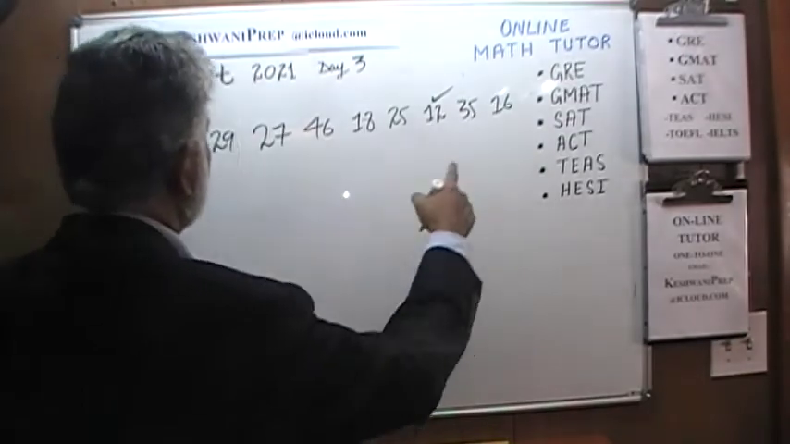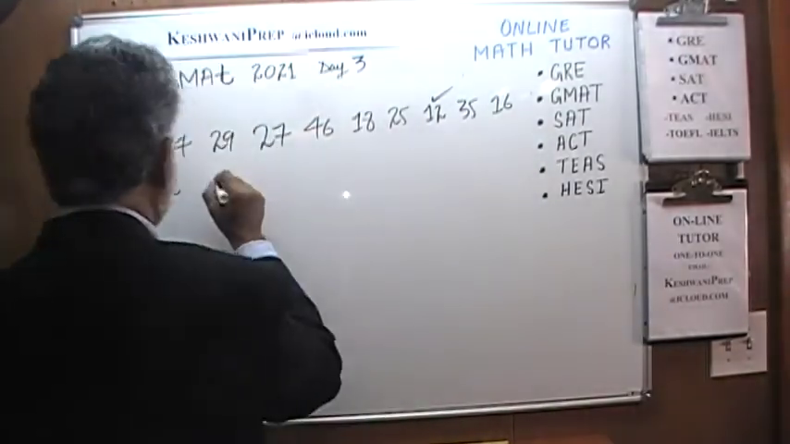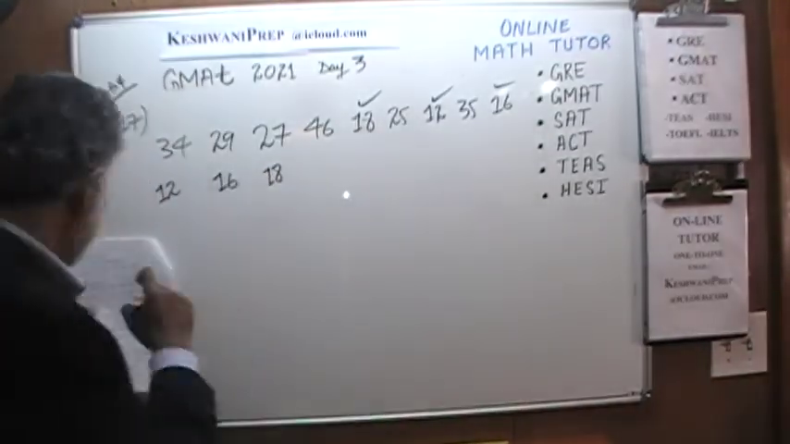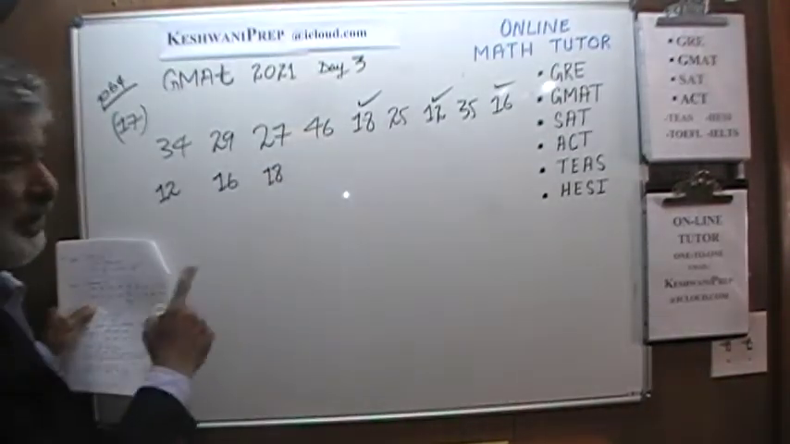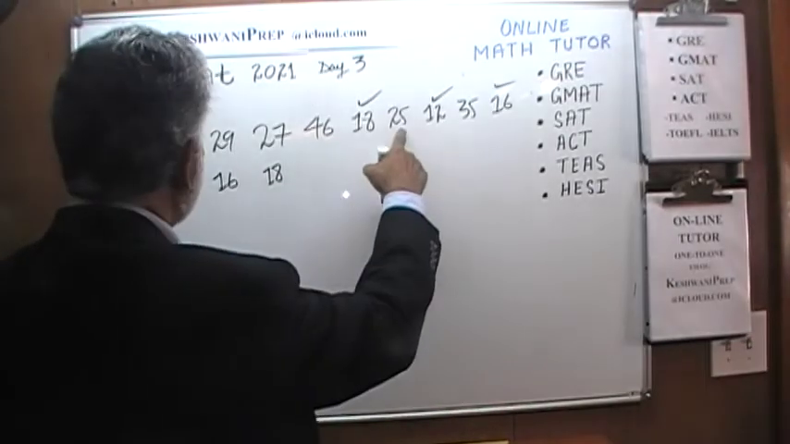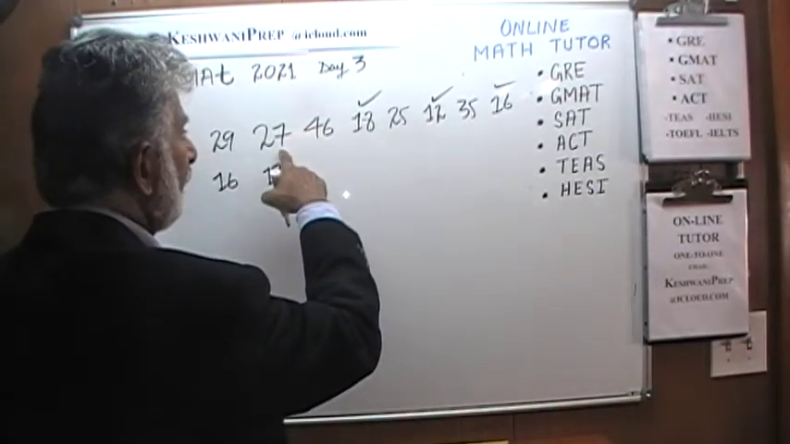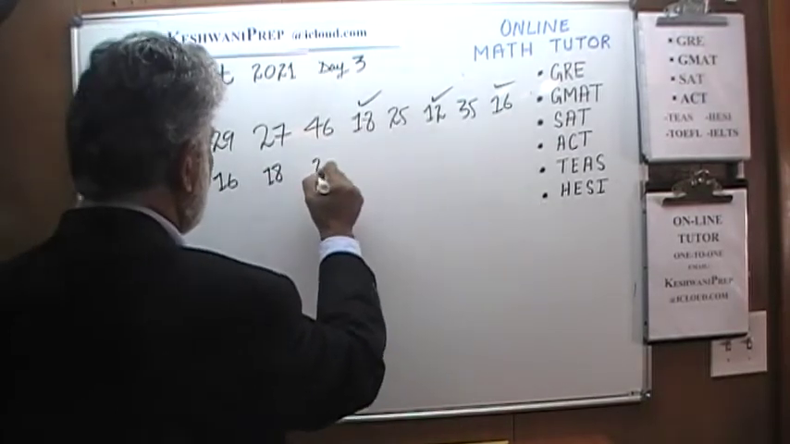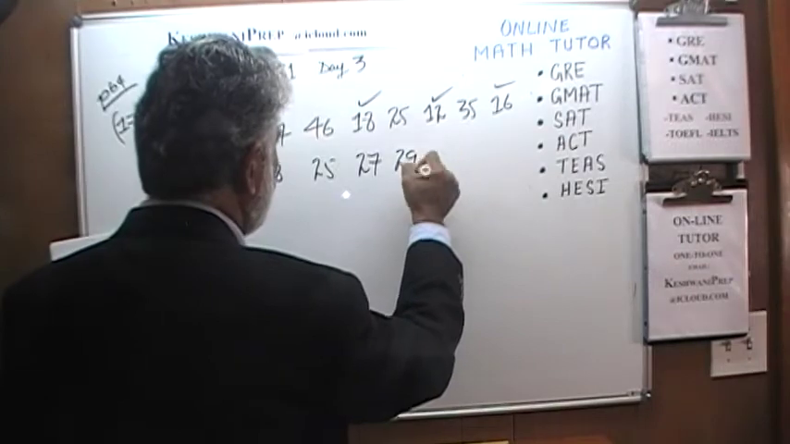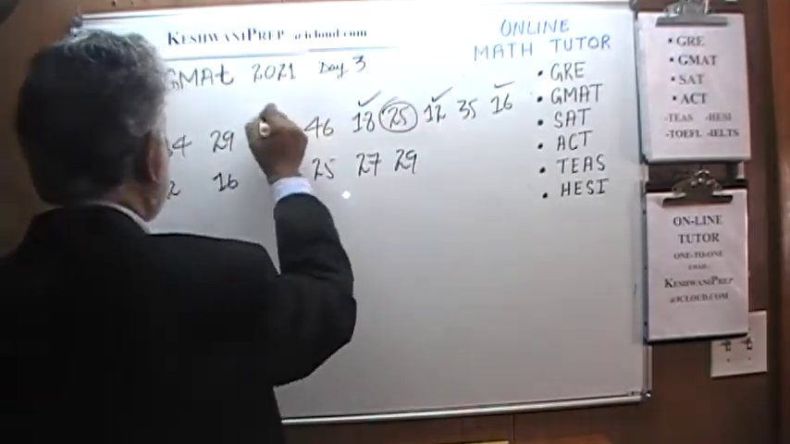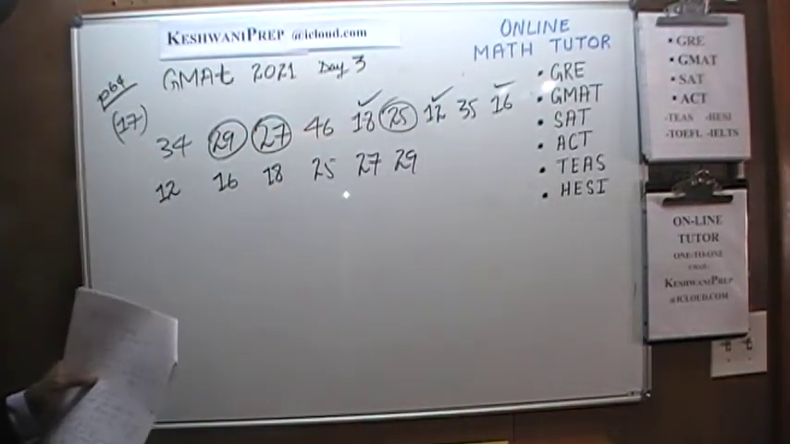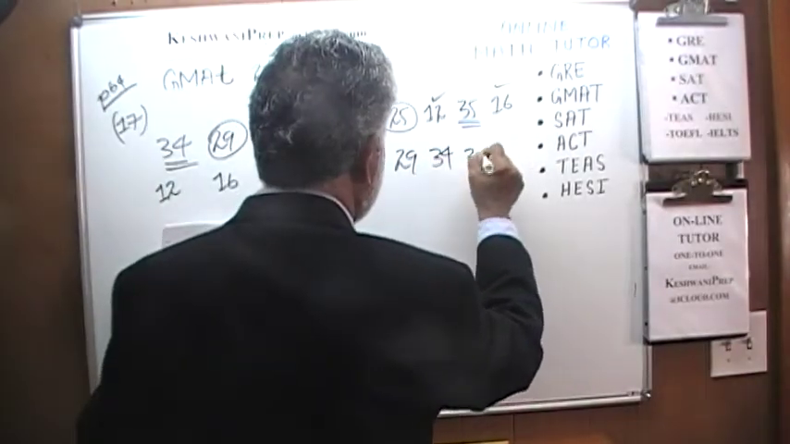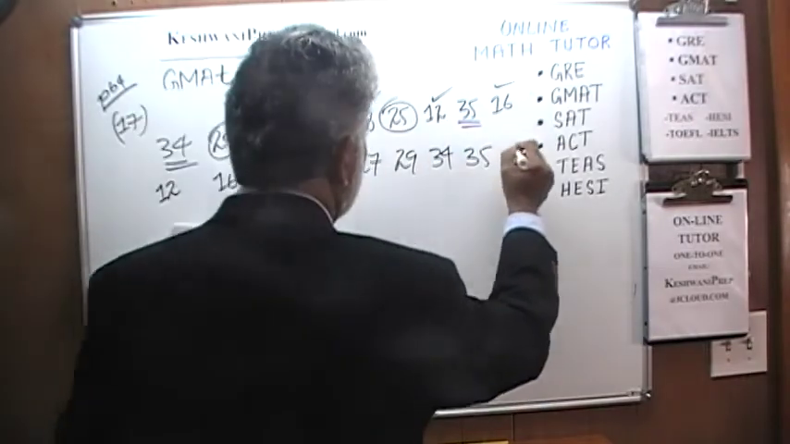After 12, we have 16 and 18. Then we're going to get into the 20s. We have 25, 27, 29. Those are the three I see there. So the 20s are all done. Now we have a little bit of 30s and 40s. 30s are 34 and 35, and then 46.